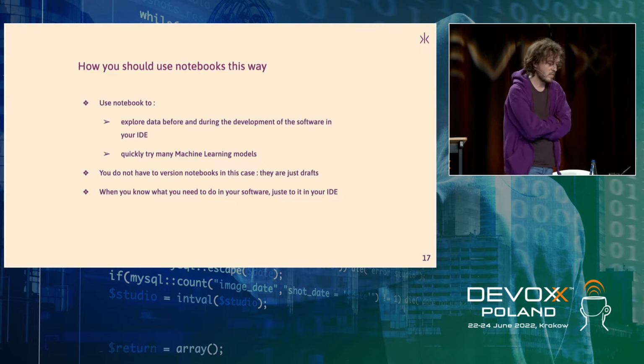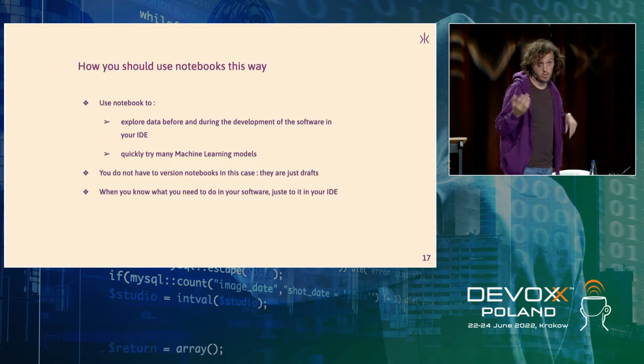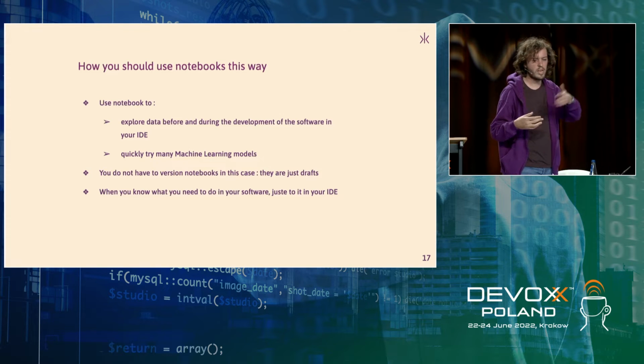So you can do that just for exploring the data or for trying new models on your data. In that way, your notebook is just a draft. You don't have to version it. You don't have to put it in Git. Maybe you're going to do that just to keep it, to be sure, maybe to share it. But if it's just drafts, you will not keep it in the long way. So it's not really so important.